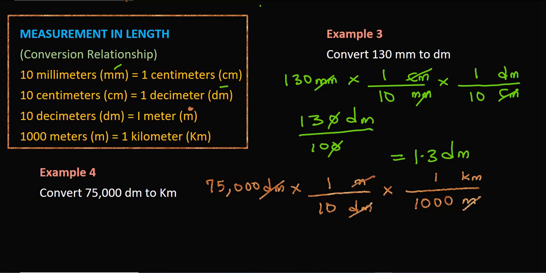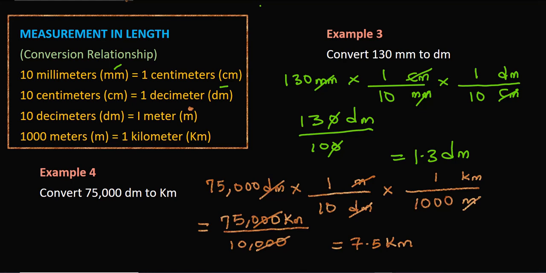So from here, let's continue. We have 75,000 multiplied by 1 is just 75,000 because any value multiplied by 1 is just that same value. So all over 1,000 times 10 gives us 10,000. So let's cancel out the zeros. We are left with 75 divided by 10 gives us 7.5 kilometer, and that's it. So 75,000 decimeter will give us 7.5 kilometer, and we are done.